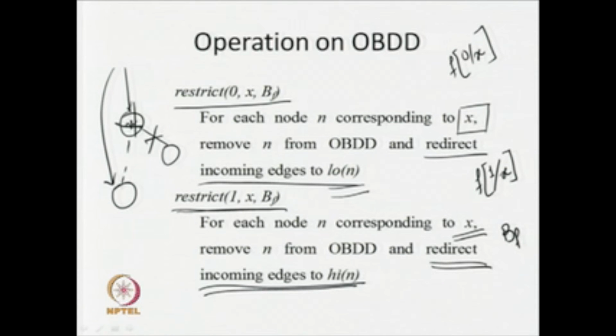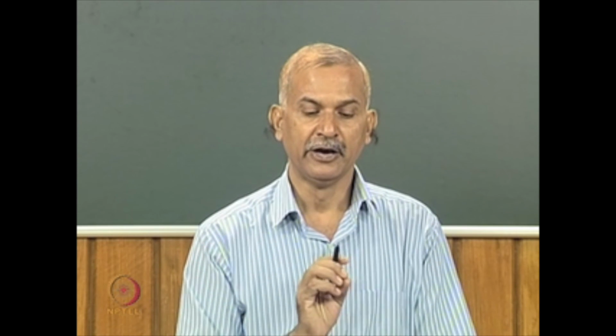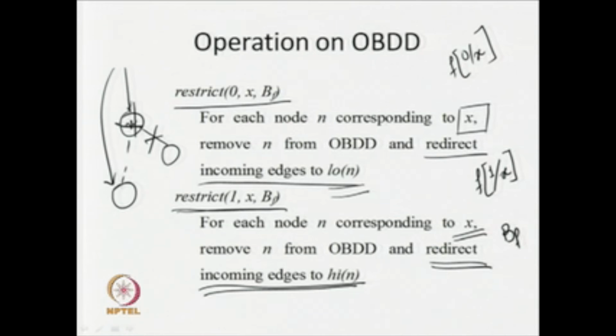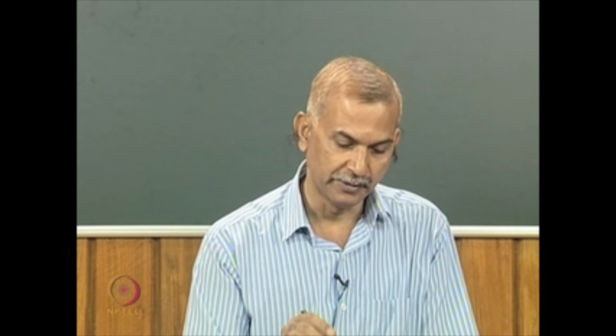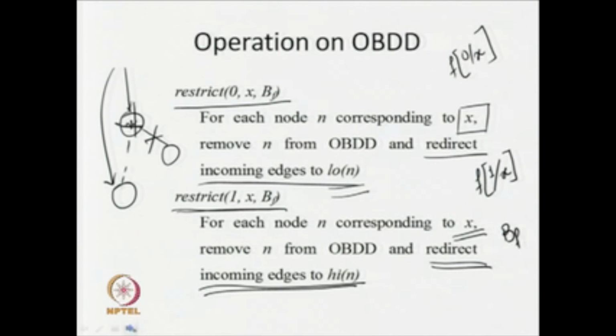We are restricting the function where x will be 0 and we are restricting the function where x will be equal to 1. So, if we are having a BDD representation of a Boolean function, we can construct the restrict 0 x b f by removing all x nodes from this particular BDD and redirecting the incoming edges to the low of n. Similarly, for restrict 1 x b f.